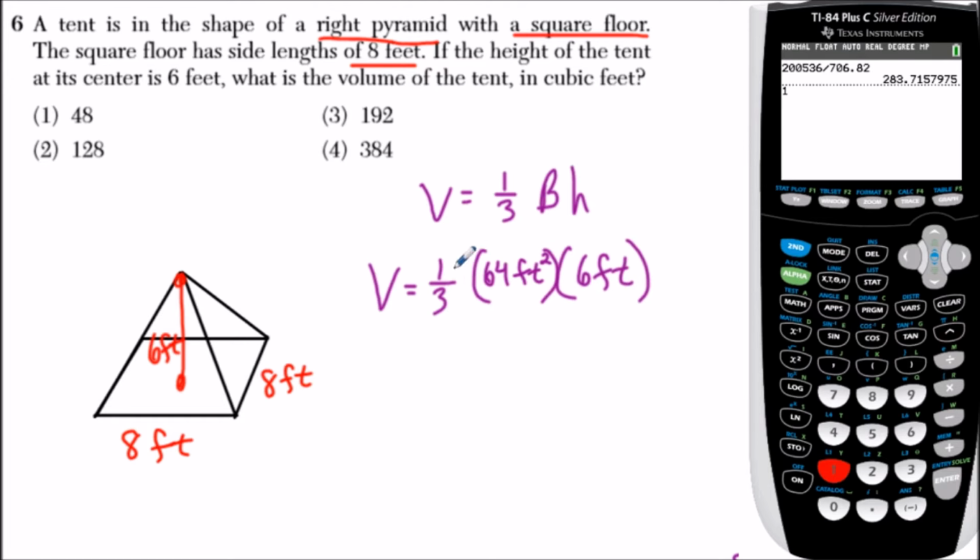So then from this part of the question here, 1/3 of 6 is equal to 2. And then if we multiply this out, 64 times 2 is 128, and feet squared times feet is cubic feet. But this is multiple choice. We only care about the numbers. So for this one here, we have choice 2.